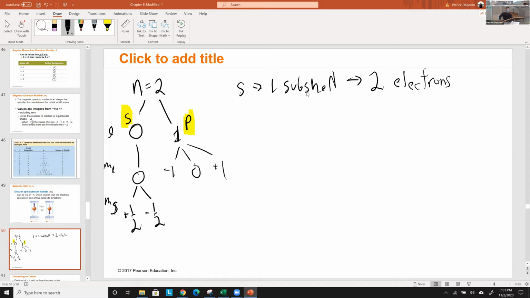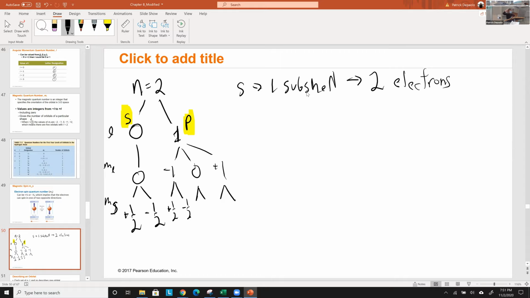Now for P, we have L equals 1. For L equals -1, there's also a +1/2 and a -1/2. Same for 0 and same for +1. So for any subshell, whether it's S, P, D, or F, you have a possibility of 2 electrons per subshell.